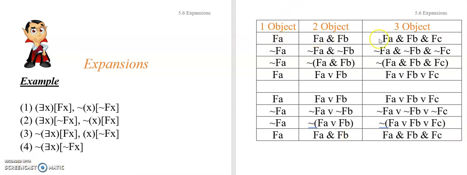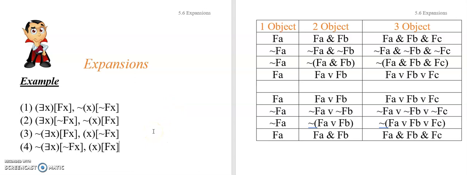Well, it looks just like the first one, right? So again, this one is going to be logically equivalent to this guy here. And again, that makes intuitive sense. Everything is F. It's not the case that a single thing lacks F, right? Those are logically equivalent expressions. So that's the basics of expansions.